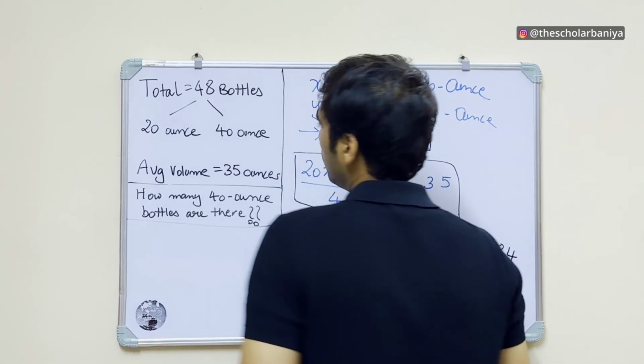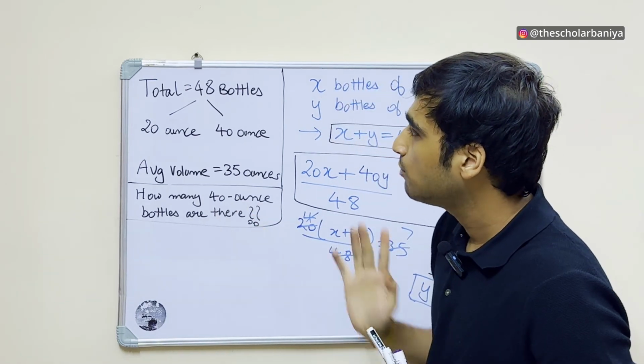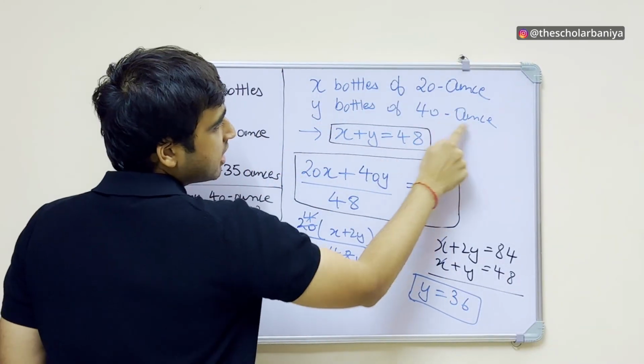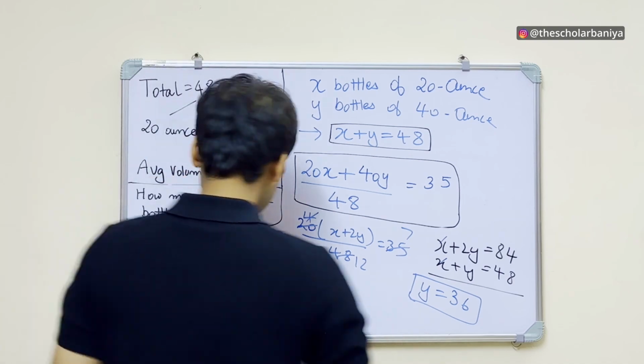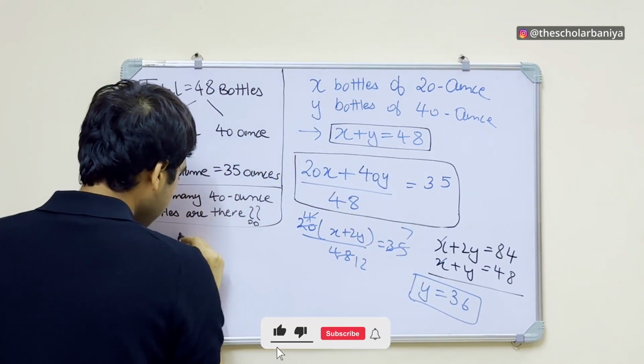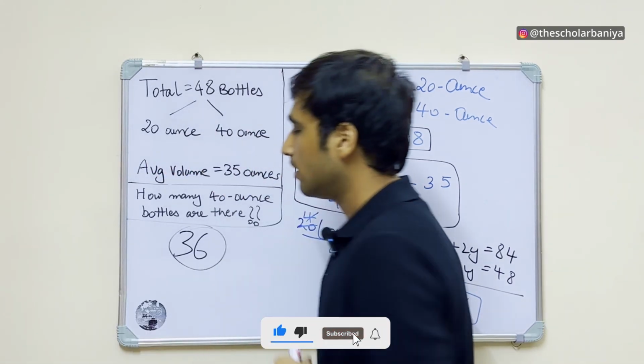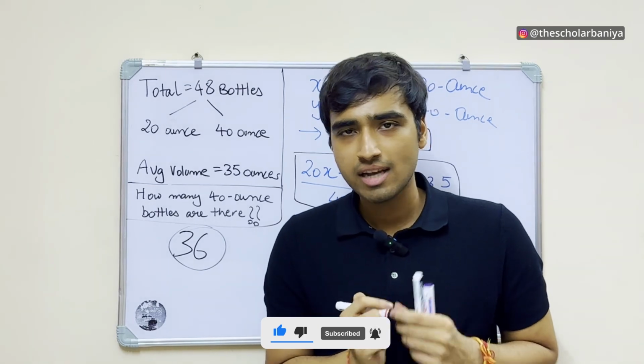Right. So we had to find how many 40 ounce bottles there are. 40 ounce bottles are how many? Y. And Y is 36. So your final answer becomes 36. I hope this should be absolutely clear.